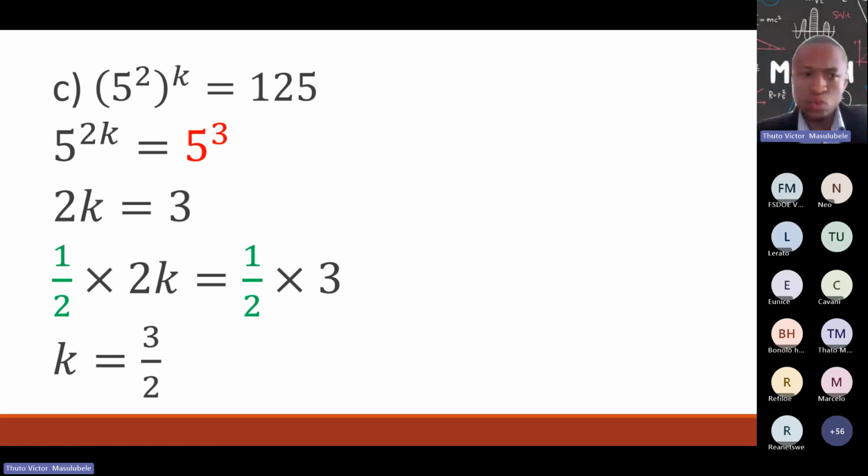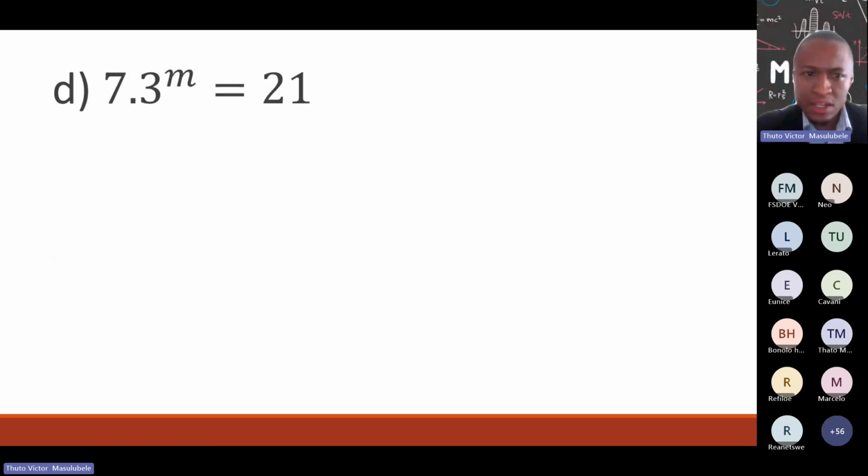Good. Now let's look at the fourth example, grade 8 learners. What we have here is 7 multiplied by 3 to the power of m is equal to 21. And again, we need to find the value of m. It's an exponential equation because the variable that we're trying to find is the exponent of base 3. So how then do we do this, grade 8 learners?